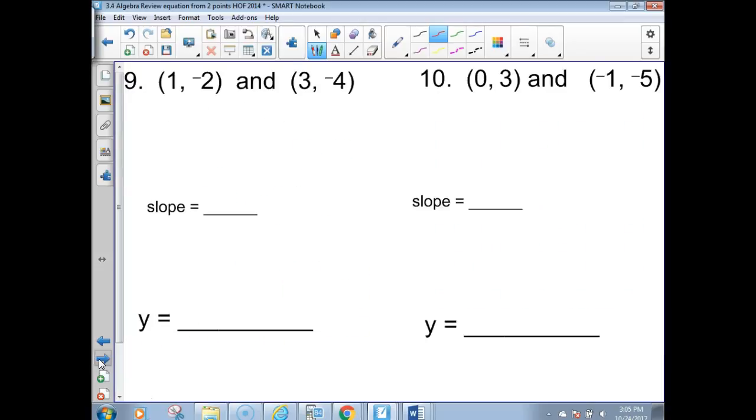All right, number 9 and 10, go for it. Okay, you should have -1 for the slope of number 9.